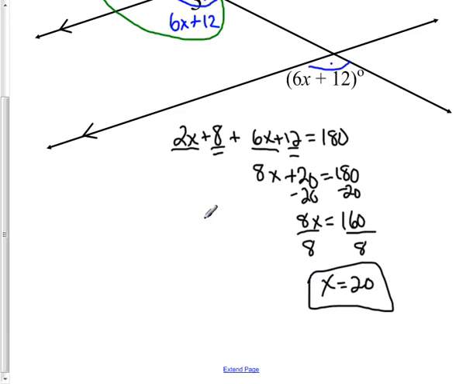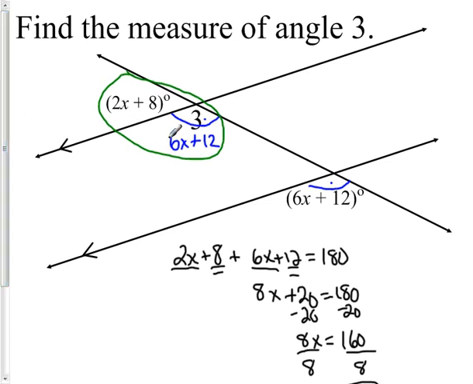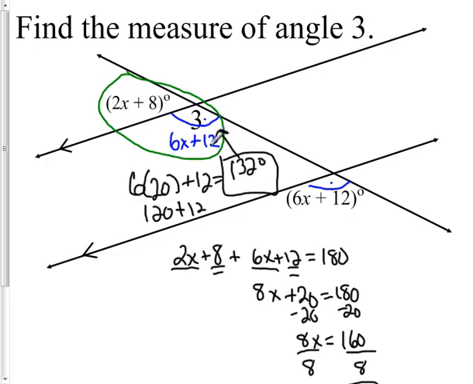So we know that x is 20. That doesn't give us our answer, what we're looking for, but it does get us really close. So if we know x is 20, then we would go 6 times 20, and then plus 12. And that will give us angle 3. So 6 times 20 is 120. Add 12 to that, we get 132. So angle 3 is 132 degrees. Okay, and we only could do that because these lines were parallel, and we knew that this 6x plus 12 and 3 were corresponding angles. Okay, let's look at one more example, and then we'll be done for this video.